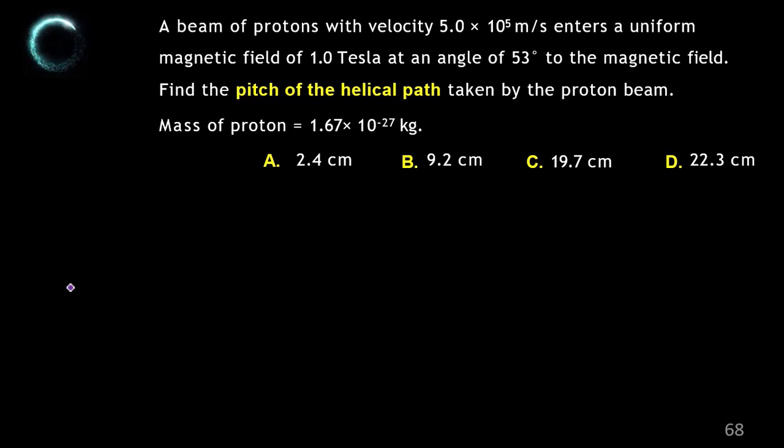Again, the pitch of the helical path. Pitch of the helical path is equal to the distance taken by the proton. So pitch should be equal to how much? Half a t square? Here a will not be there. The only thing is that pitch is V parallel into capital T. There is no acceleration. So V parallel is how much? V cos of 53 into 2 pi m by qB.